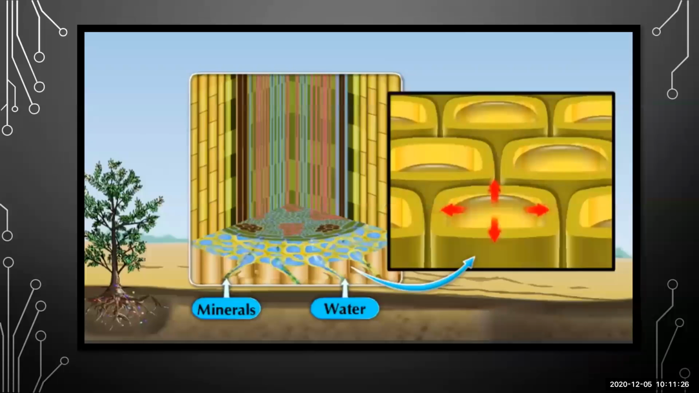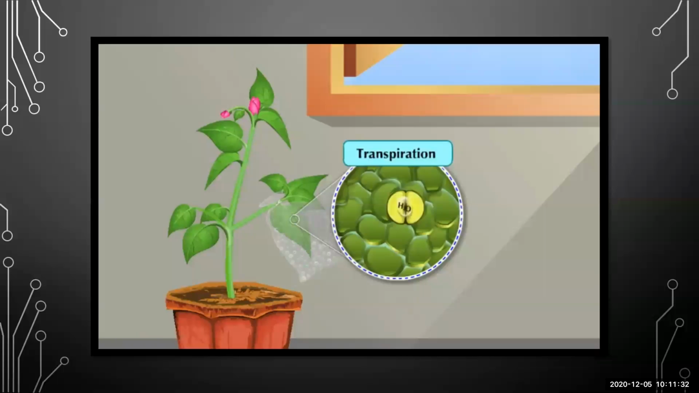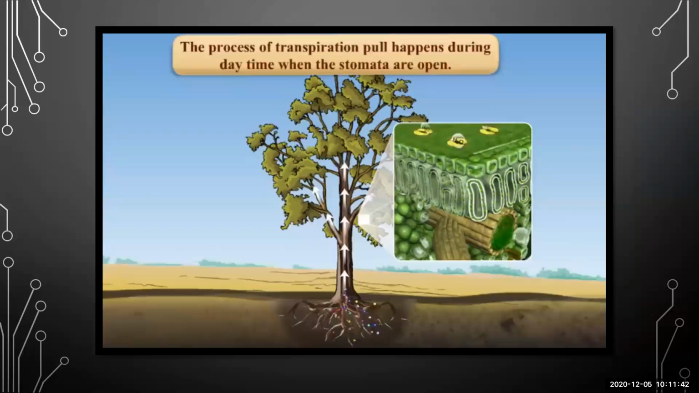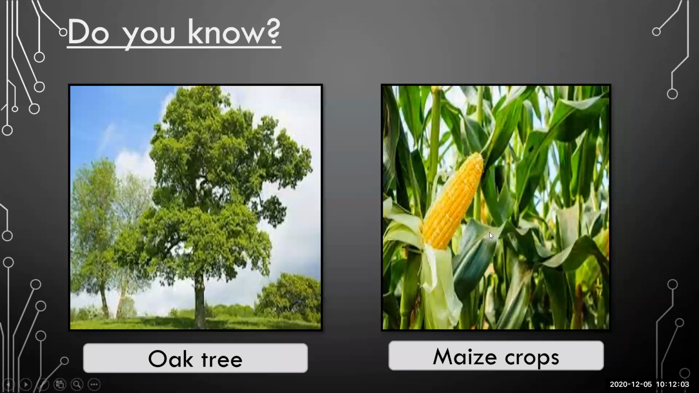So transpiration pull is the process which takes place during the daytime, and root pressure helps to compensate for the water loss which happens due to the transpiration at night time. Now you can see here the root pressure which we have studied: the cells become turgid and exert pressure on the adjacent cells, and this helps them to push the water in the upward direction and form the water columns.